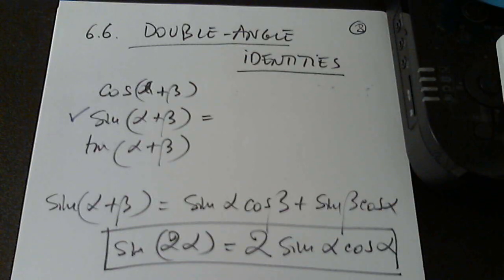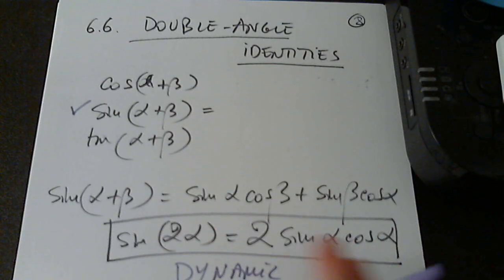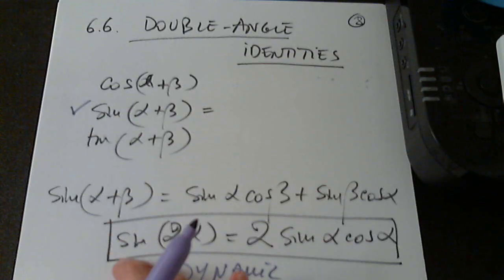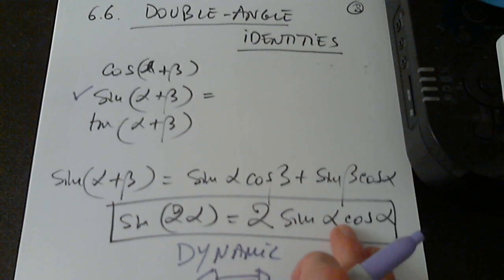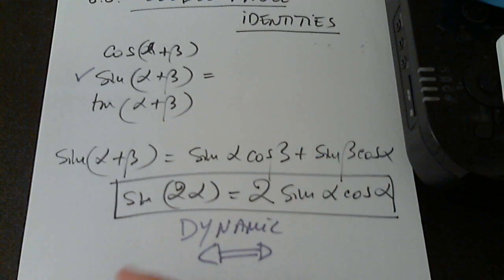Now, what I would like you to understand is that this is a dynamic situation. What do I mean by that? It's not static. So if I get this, I have to be able to come up with sine twice alpha. If I'm getting this, I should be able to come up with this. But what if I have, let's say, sine 7 alpha? How would I write this?